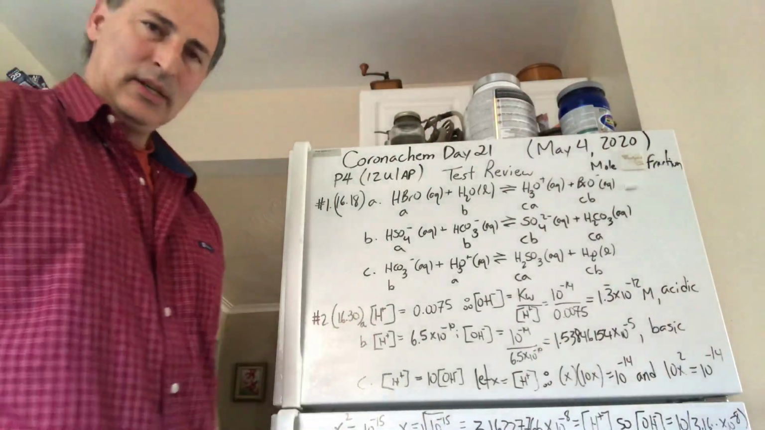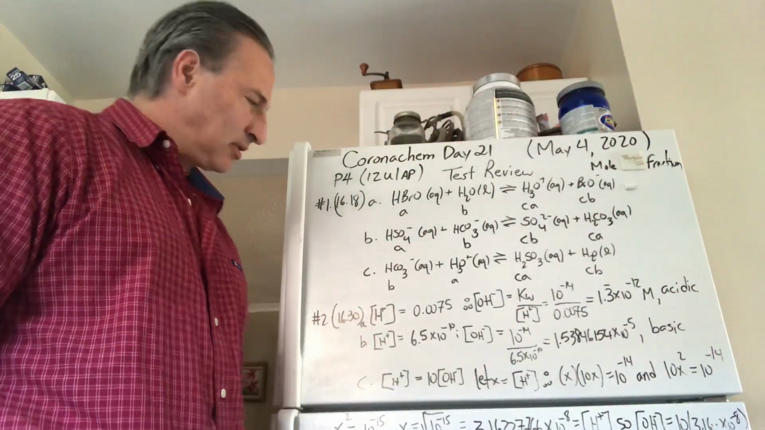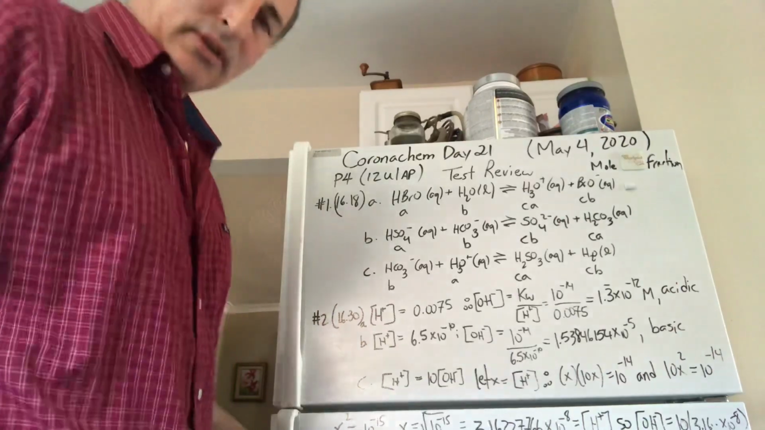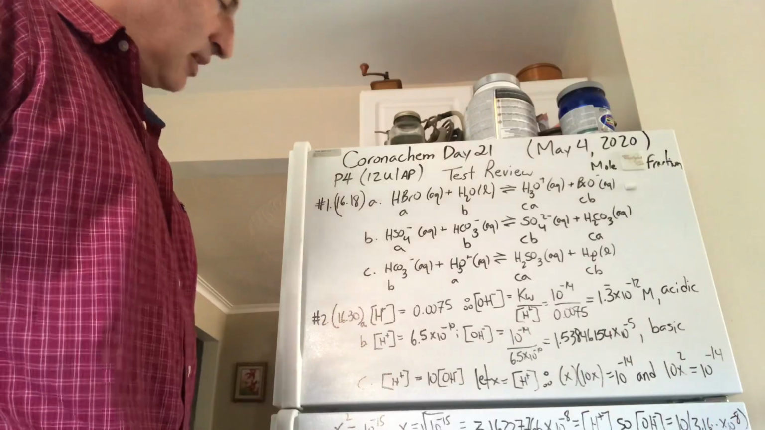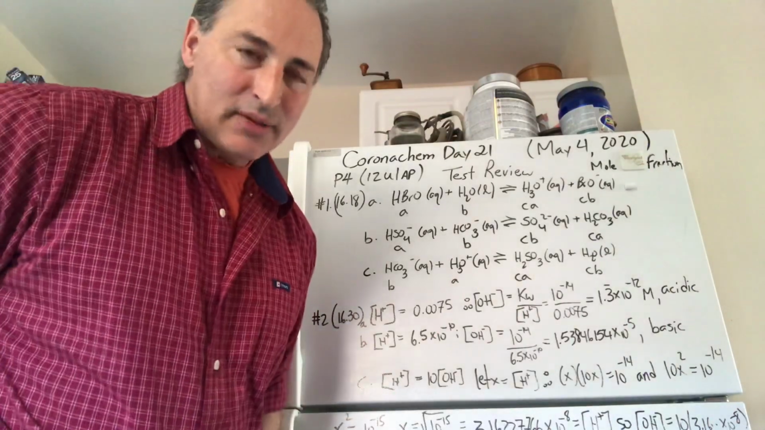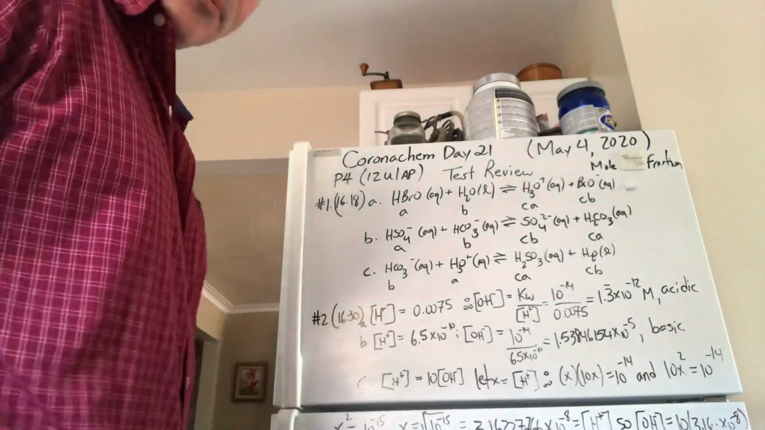Hello class. I've changed the position of the camera so you can get a little closer. There's only about a meter of space between the fridge and the camera. You should be able to read it even on your phones now.